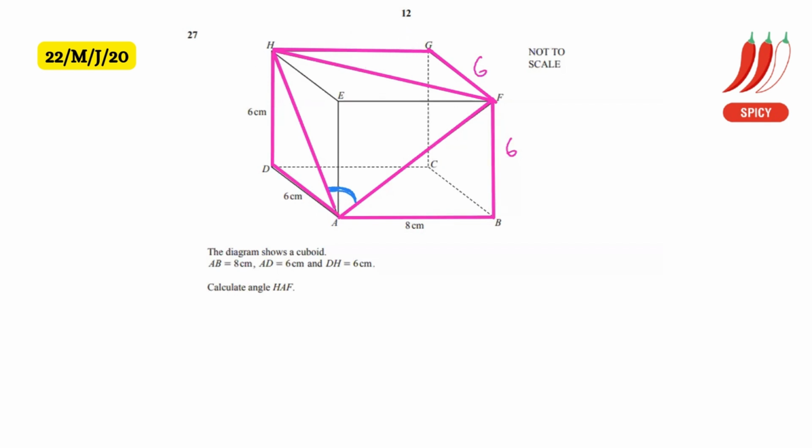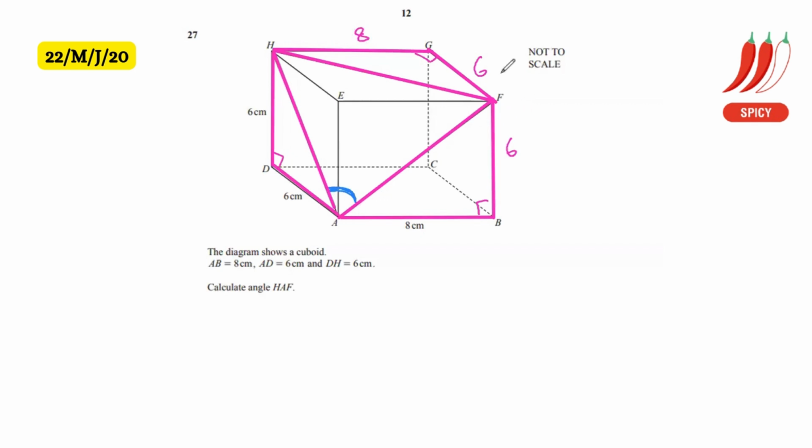Sorry, this is 8. It's a cube, but not a cube. These lengths are 8, and these are 6, and these are 6. Okay, so all these are right angles because the cuboid has rectangular faces, and those rectangular faces have all right angles. So now, using Pythagoras, we can find the lengths HF, HA, and AF.